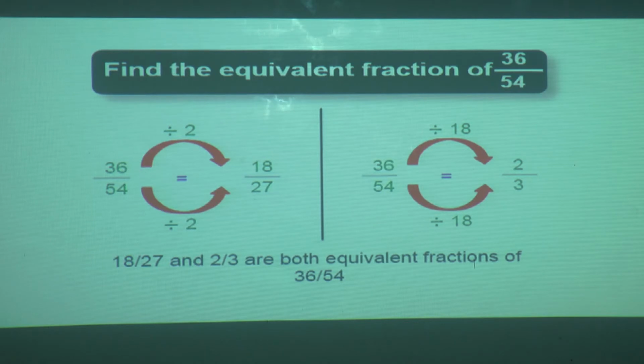You can take your own example here. Take an even number so it will be easier for you. Get your own example and try to reduce this, and you will find a number of equivalent fractions based on the number you take. Okay, my dear student, I think you understood what an equivalent fraction is.